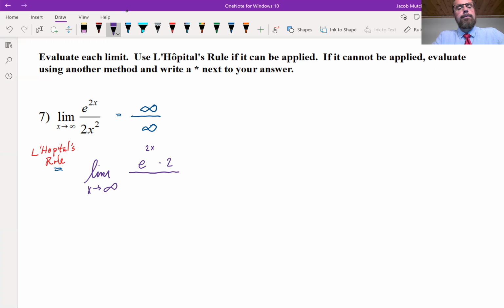And then I want to take derivative of the denominator separately. Derivative of 2x squared is going to be 2 times power of 2 is 4x to the power of 1. And so I can clean that up by canceling the 2 and the 4 there. So this is now the limit as x approaches infinity of e to the power of 2x. So we're back to the original. That's not unusual for taking derivative of e to some power. And then down below we would have canceled a factor of 2 out of the 4, so it's over 2x.